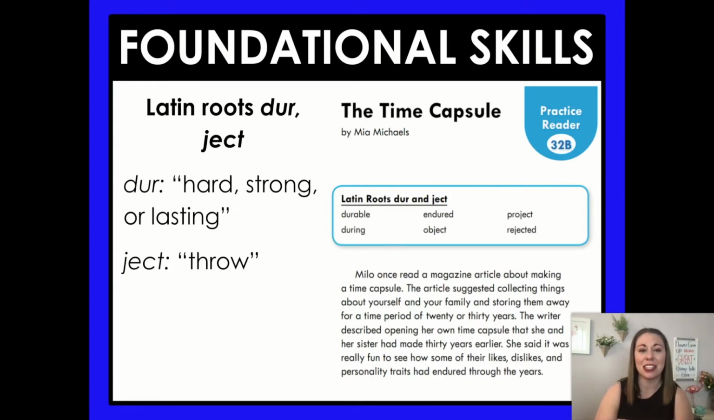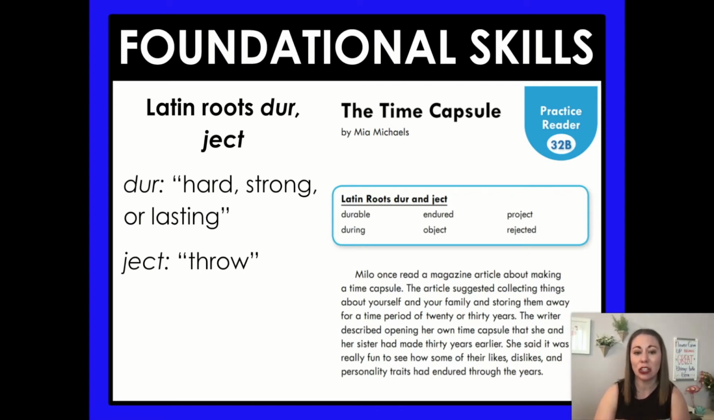For foundational skills, you are practicing the Latin roots dur and ject. So dur means hard, strong, or lasting. For example, in our text, we can see the word durable. That means that it's something that is going to last a long time, or endured, something that you have to go through for a while.